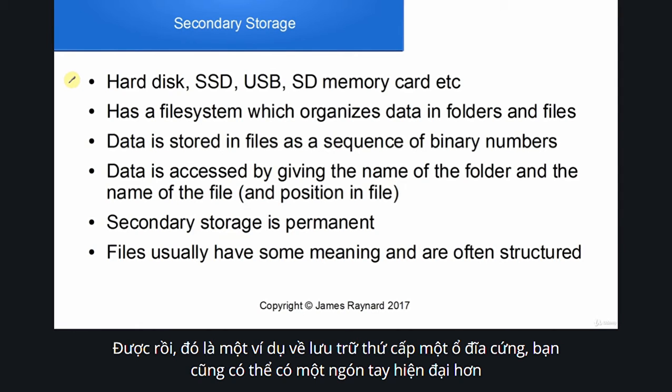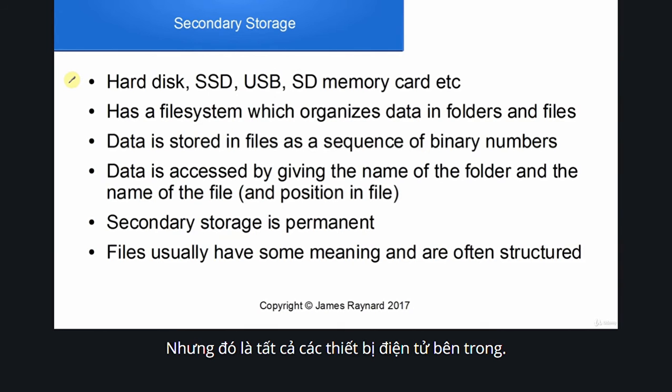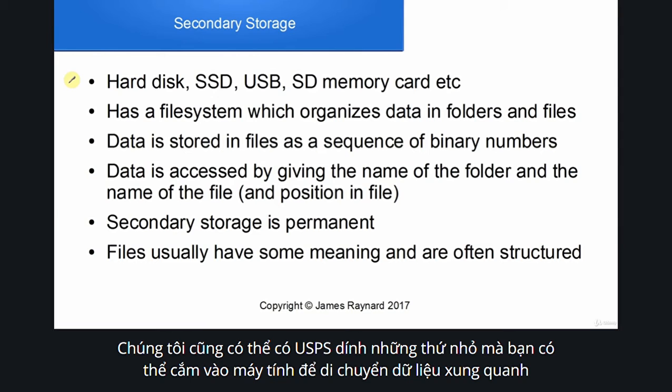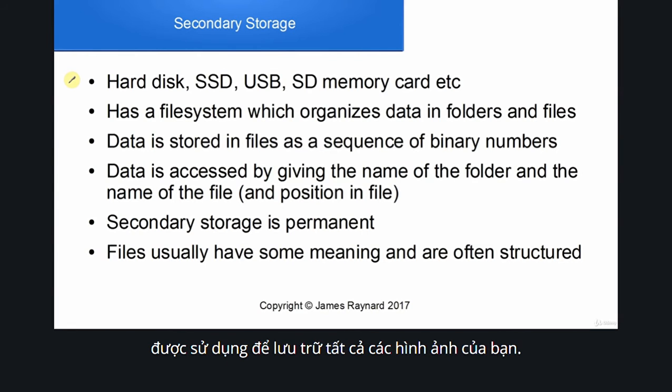We can also have a more modern thing called an SSD, a solid state drive, which functions pretty much like a hard disk, but it's all electronics inside, so there are no moving parts. We can also have USB sticks, these little things you can plug into the computer for moving data around or installing programs, and an SD memory card, so this is the little card inside your camera which is used for storing all your photos.